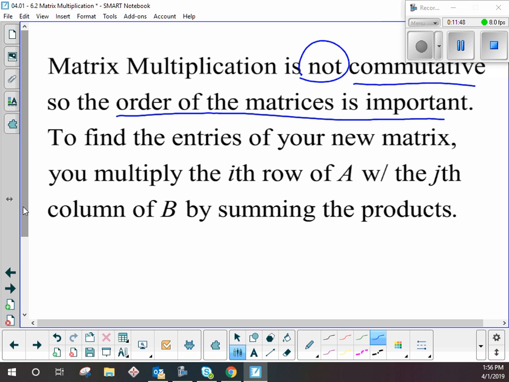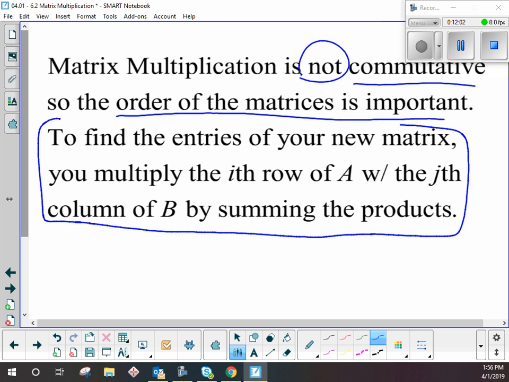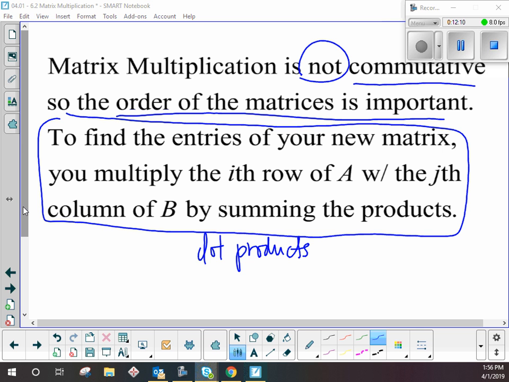And then this says to find the entries of your new matrix, you multiply the ith row of A with the jth column of B by summing the products. Now that's really fun to say, ith and jth. Really, this is telling me that I'm doing the dot products on the rows of the first matrix and the columns of the second.